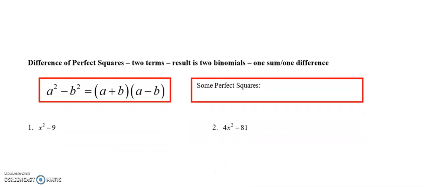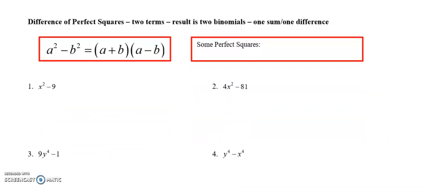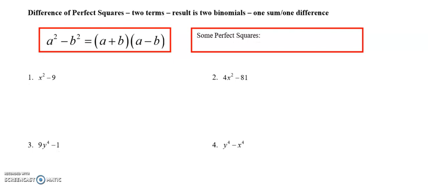Next up is difference of perfect squares. You know you're going to be checking for a difference of perfect squares when there's only two terms versus the other ones. The one before this was a trinomial, 3 terms. In the end, we'll have two binomials. One will be a sum and one will be a difference. So our formula, if we have a squared minus b squared, will be an a plus b and an a minus b. If you want to switch that around and have an a minus b times an a plus b, totally fine.